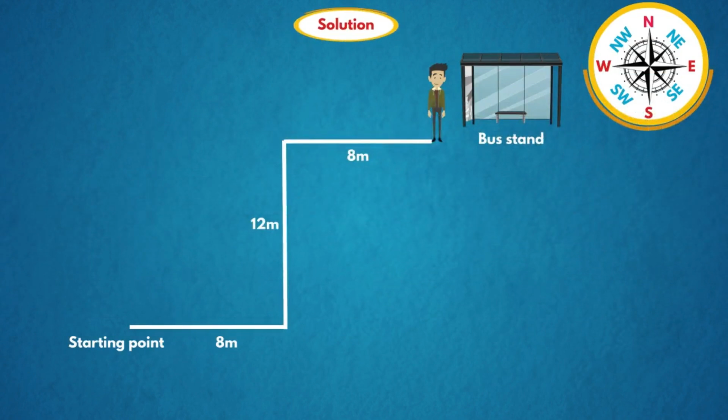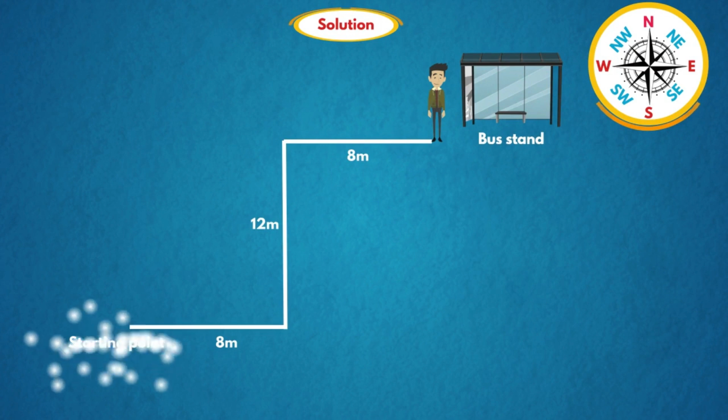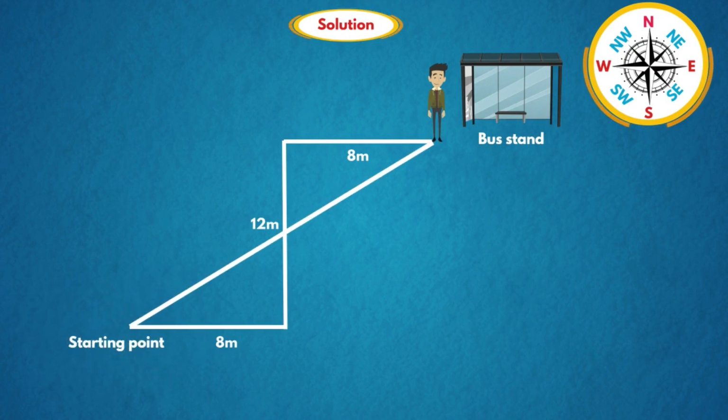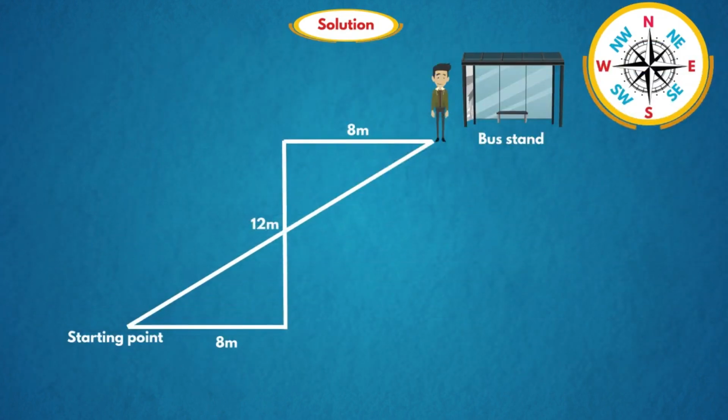Let's see the solution. Here in the diagram, to find the distance between bus stand and starting point, we have to take a straight line from starting point to bus stand, and this straight line will pass through the midpoint of 12 meters line. So it can be split into two parts. Then first part is 6 meters and second part is 6 meters.